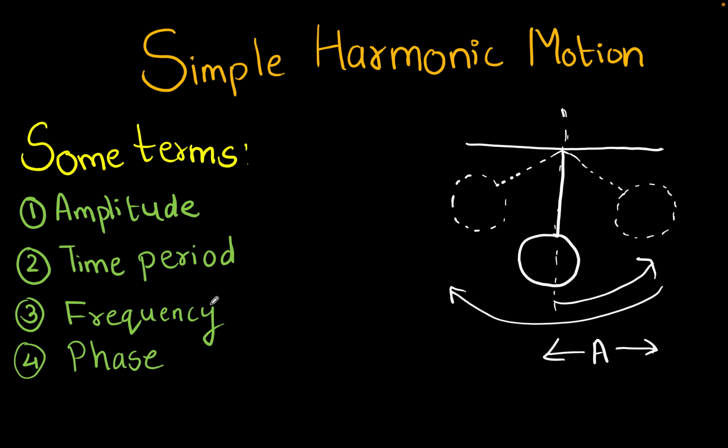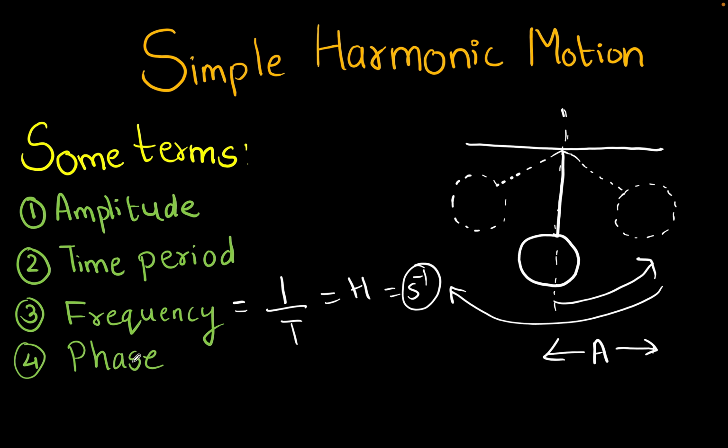And now frequency. Frequency is going to be the number of oscillations that a simple pendulum can cover in 1 second. So it is basically denoted by 1 over T, or hertz, or per second. And this basically means how many oscillations it can cover per second. So keep that in mind.